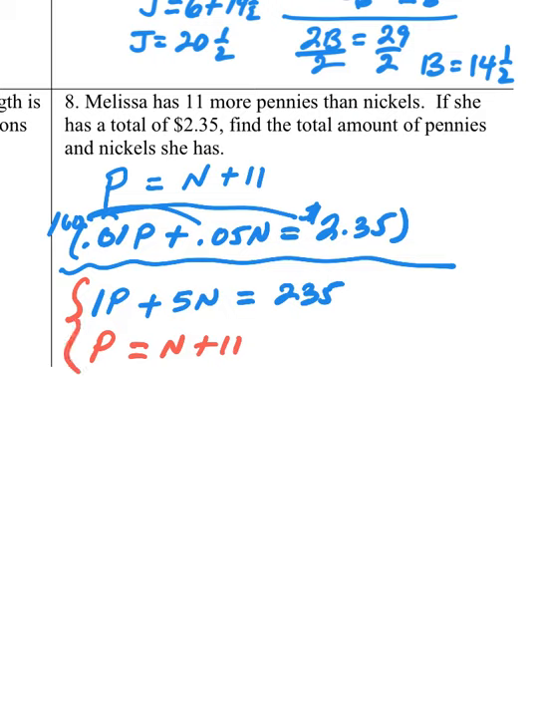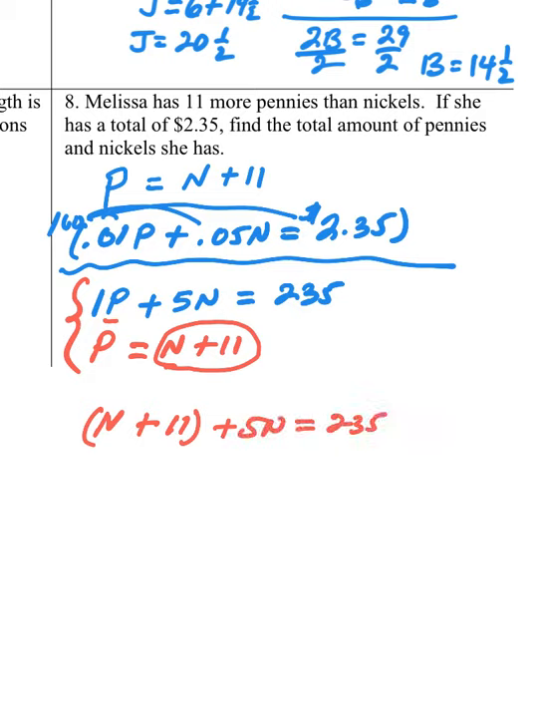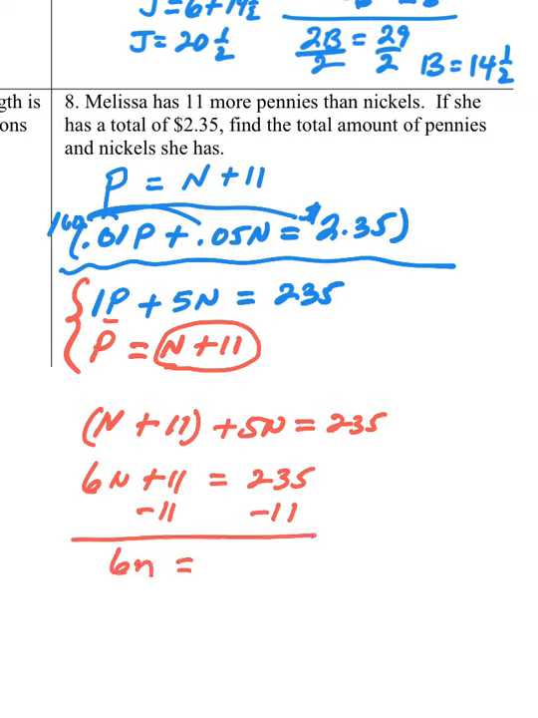What I'm going to do is solve by substitution. So where you see the P, I'm going to substitute N plus 11. So we have N plus 11, that's the value of P, plus 5N equals 235. So you have 6N plus 11 equals 235. You're going to subtract 11. So you have 6N equals 224. So you're going to have 224 divided by 6.